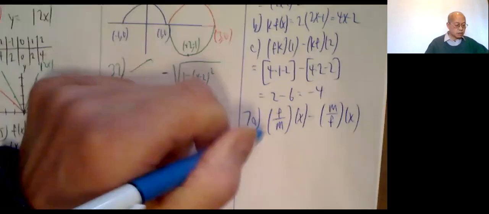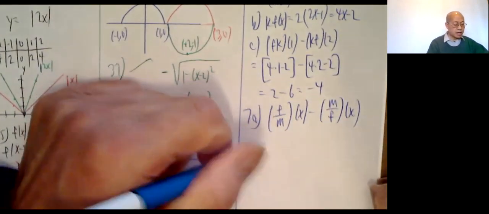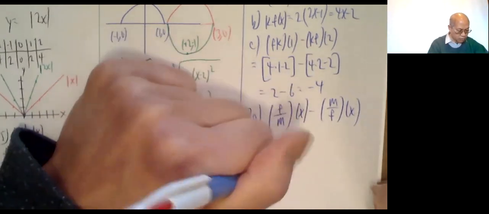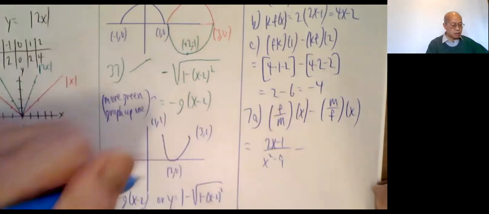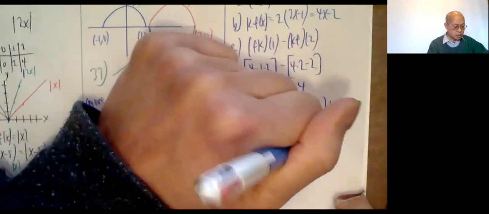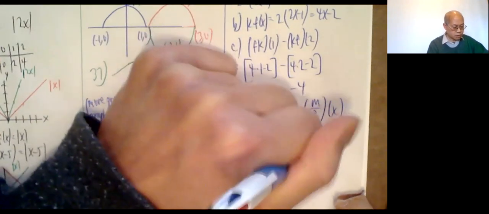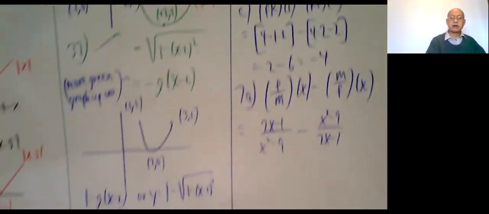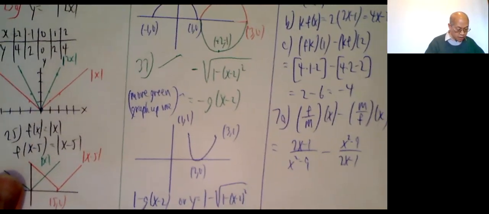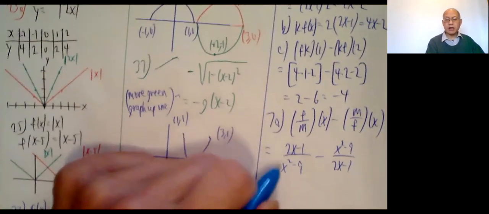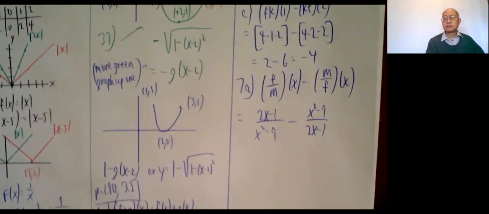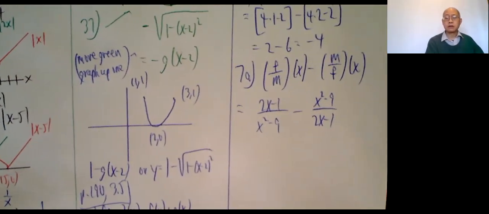And f, we've done that several times already, 2x minus 1. So f divided by m, 2x minus 1 over x squared minus 9, minus m divided by f. I just flip it, don't I? X squared minus 9 over 2x minus 1. So f was 2x minus 1, m was x squared minus 9. That's it, folks. Don't try to combine it. Leave it. No reason to change it.